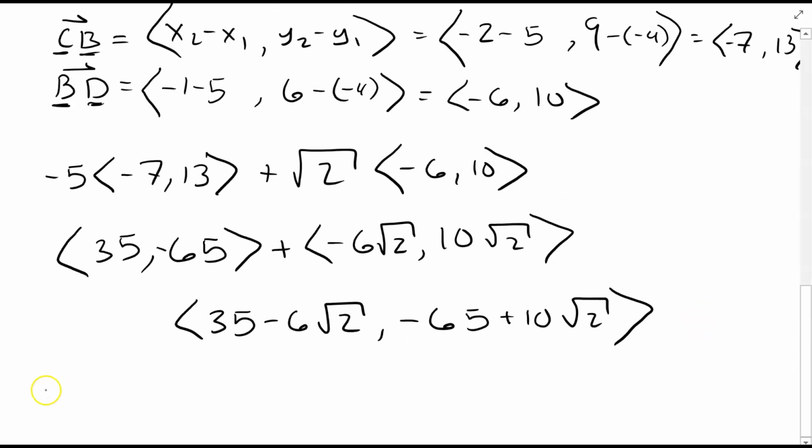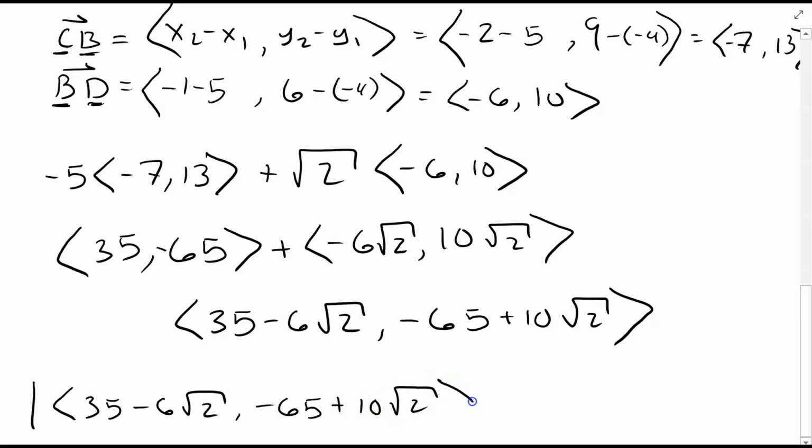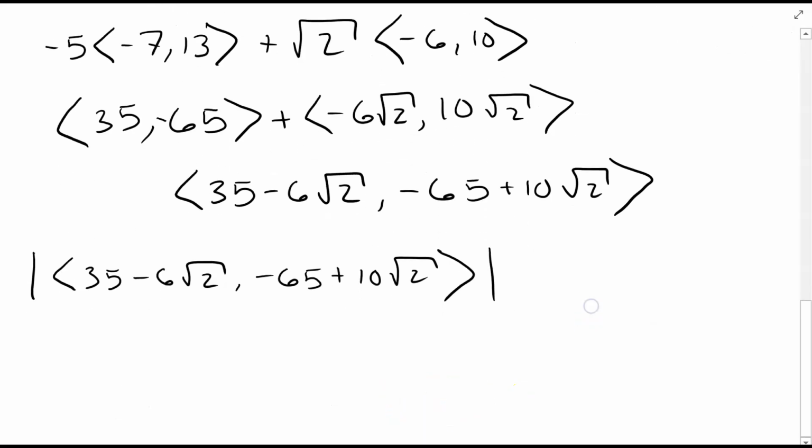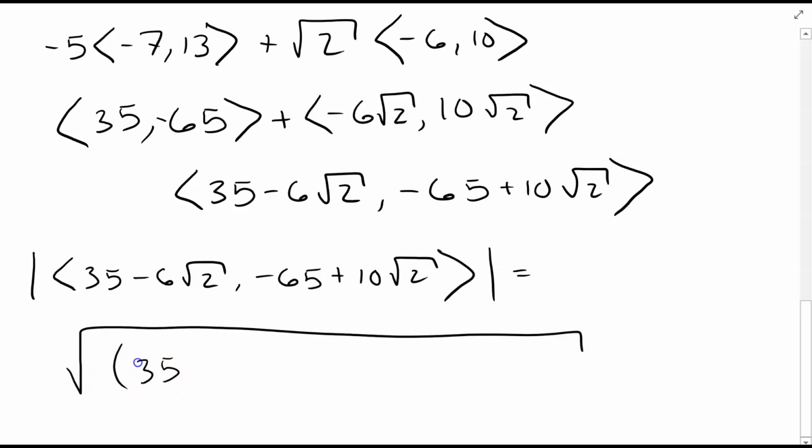It also wants the magnitude of this vector. And this is going to be a messy pain to do by hand, but we'll do it by hand anyways, and then I'll show you typing it into the calculator and getting the calculator to give us an answer. So remember, for a vector in component form, its magnitude is the square root of the first component squared plus the second component squared.